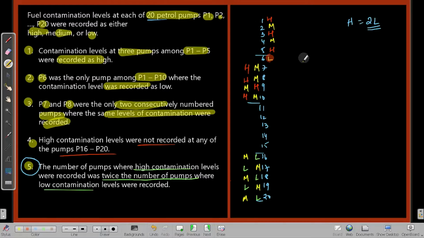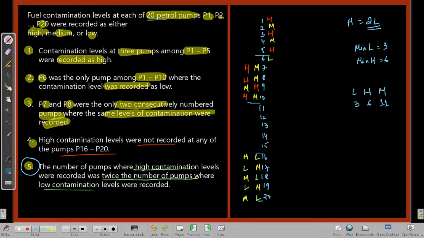We have a low here, and we must have at least 2 low between 16 to 20. So the minimum low that we're going to get is 3 lows. So the minimum value of L would be equal to 3, therefore the minimum value of H would be equal to 6. So there is that one case where you have to look at L, H and M, where L equal to 3, H is equal to 6, which means the total has to go to 20, which means M has to be equal to 11. That's a minimum case. And mind you, H will now be an even number.